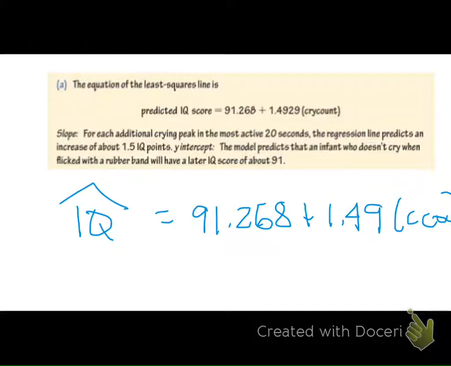Then the interpretation for the slope and the interpretation for the y-intercept, you can read off of there. All right, now we're going to focus in on part C. Do these data provide convincing evidence of a positive linear relationship between crying counts and IQ in the population of interest? This phrase, positive linear relationship, basically gives us a one-tailed test.